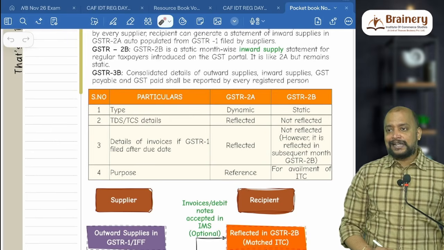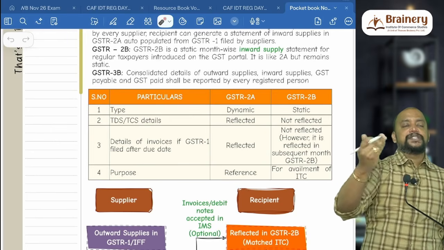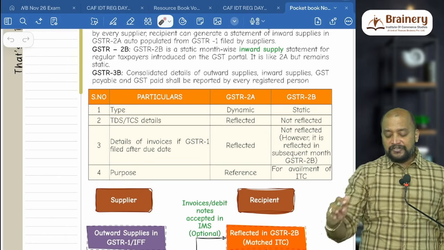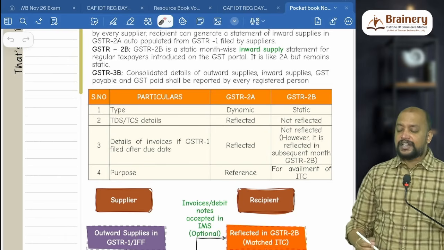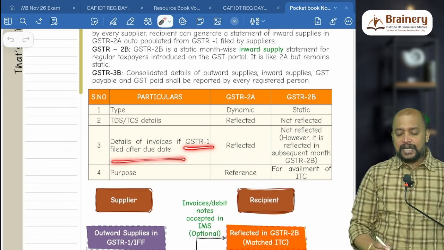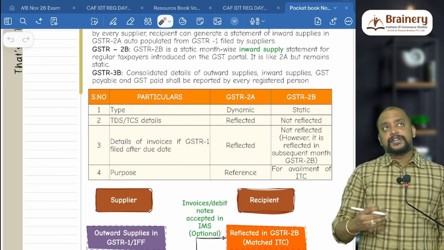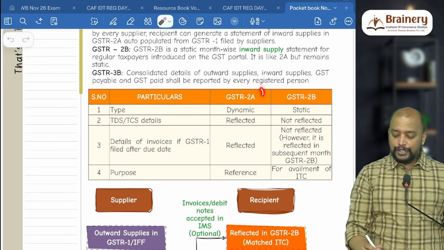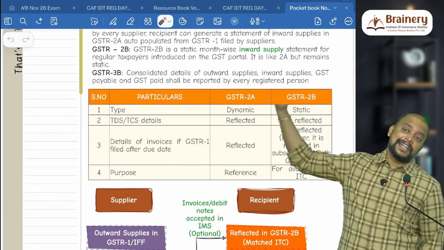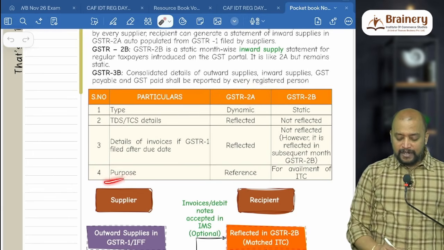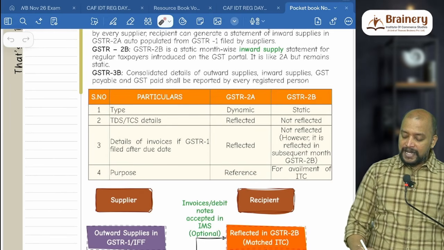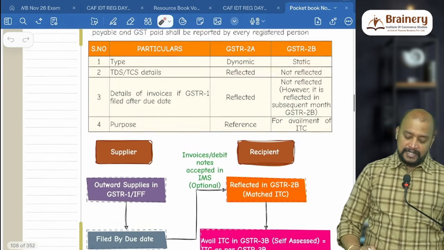TDS and TCS details, that is TDS deducted by our recipient and TCS deducted by the e-commerce operator, will not be reflected in 2B but it will be reflected in 2A. And details of invoices if GSTR 1 is filed after the due date: in 2A it will come, but in 2B it will not be reflected, but it will be reflected in next month's 2B. And the purpose of 2A is just for reference, whereas 2B is for availment of ITC.